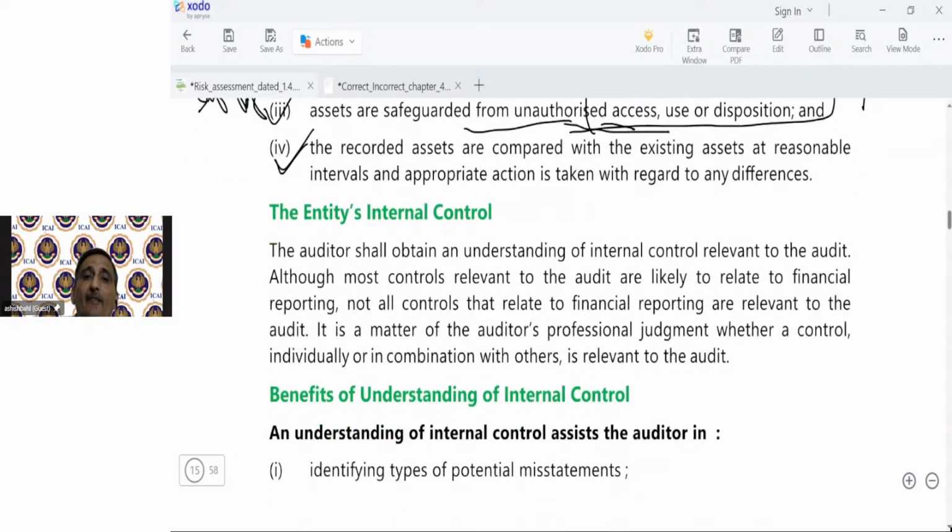And one more thing, the auditor shall obtain an understanding of internal controls relevant to the audit.